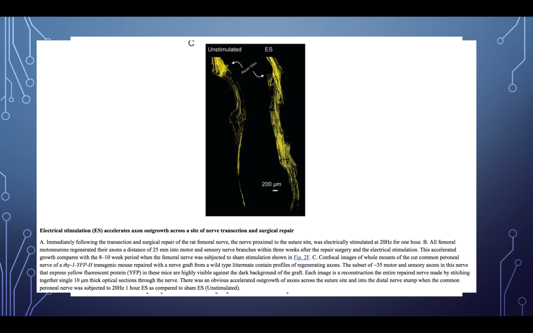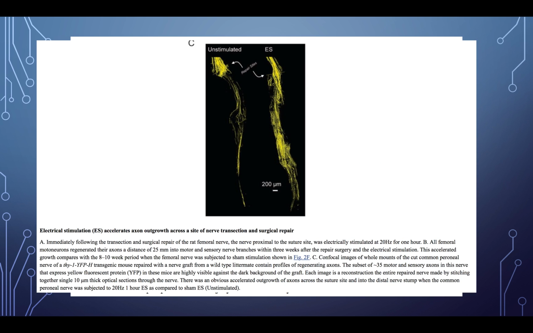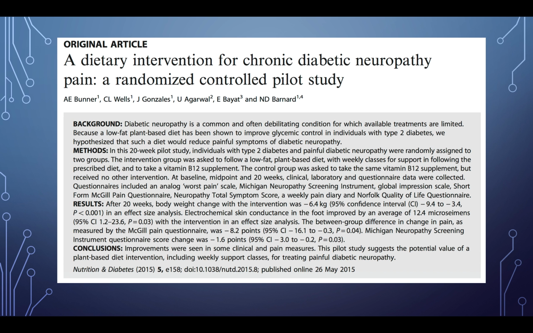People need to be moving. People need to be stimulated. So cool article there. And I believe that was actually from this article right here. And that was at Emory, right down the road from me.